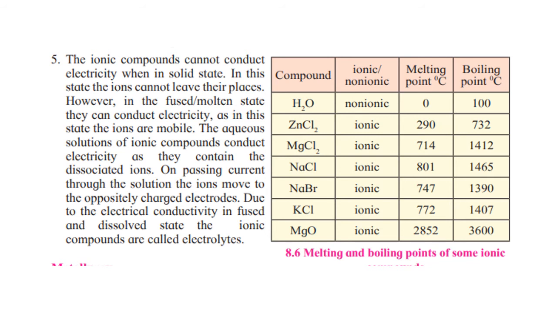The ionic compound cannot conduct electricity when it's in a solid state. In this state, the ions cannot leave their place. However, in the molten state, they can conduct electricity, as in this state the ions are mobile. The aqueous solution, that is when it's dissolved in water, they conduct electricity as they contain the dissociated ions. On passing current through the solution, the ions start moving to the oppositely charged electrode. Due to the electrical conductivity in fused state and dissolved state, the ionic compounds are called electrolytes. That is the dissolved state of ionic compound.